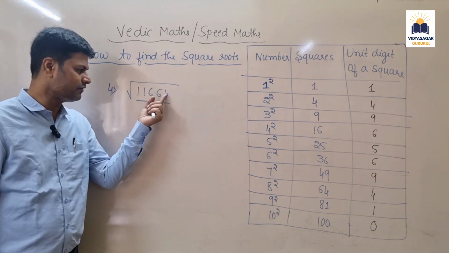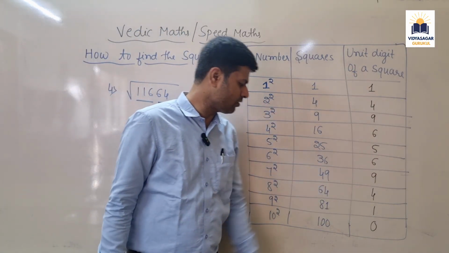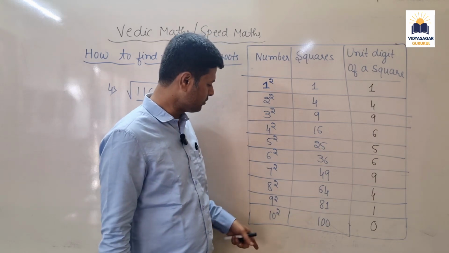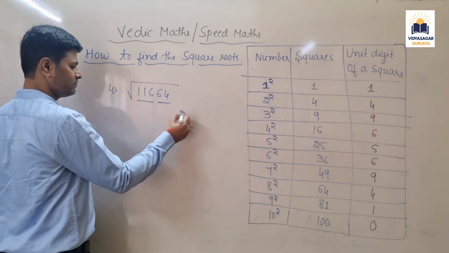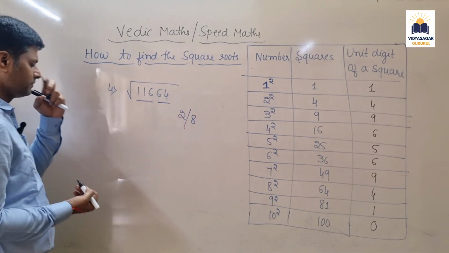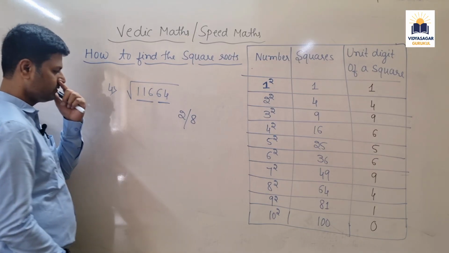In this, what is the units place? It is 4. So which square is ending with 4? You have to check the units place digit column. One is 2 square and one more is 8 square. So this is 2 or 8. Next, the leftward part is 116. You have to check it.